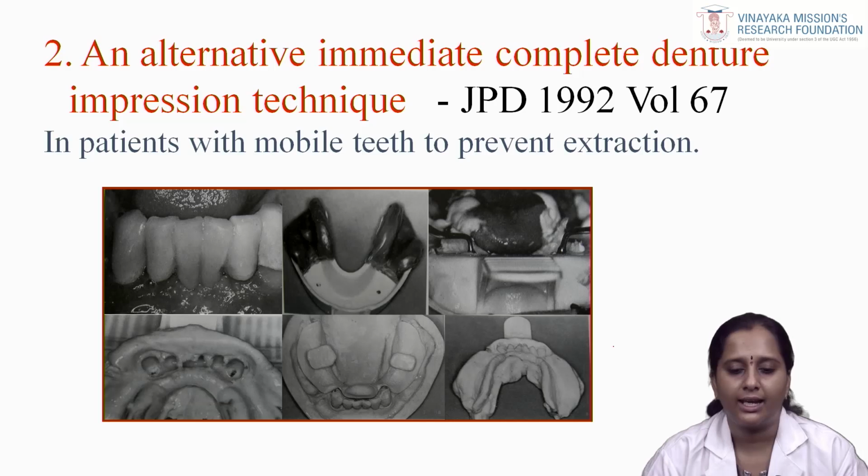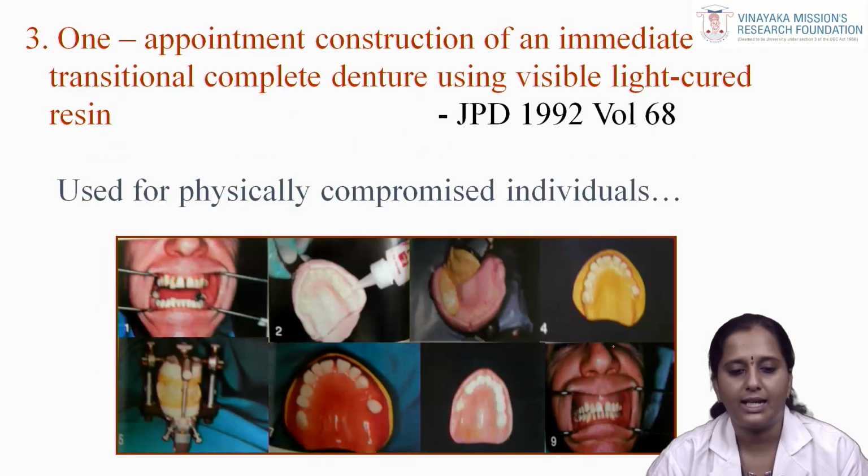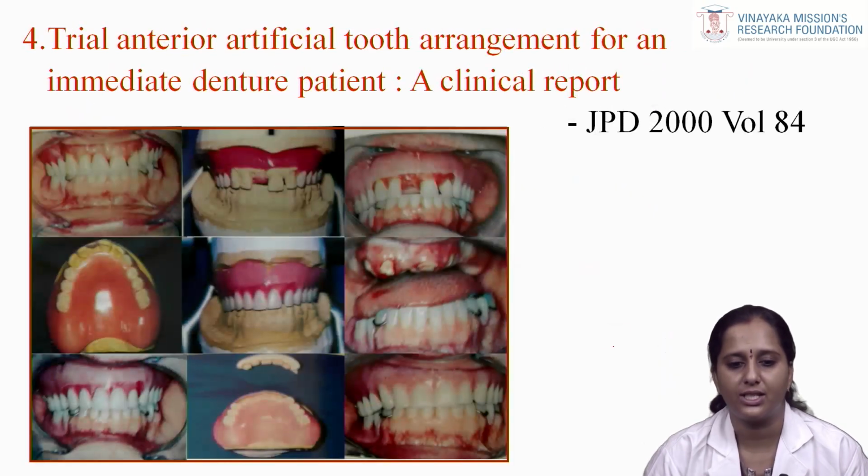Similarly, the second one is an alternative immediate complete denture, in which the impression was modified. With the stock tray itself, they just made an impression, whereas in a conventional immediate denture they do this procedure differently. Next is a one-appointment construction of an immediate transitional complete denture using visible light cure resin. In this article, they did the study for physically compromised individuals, where they gave the dentures immediately with the help of a visible light cure resin.